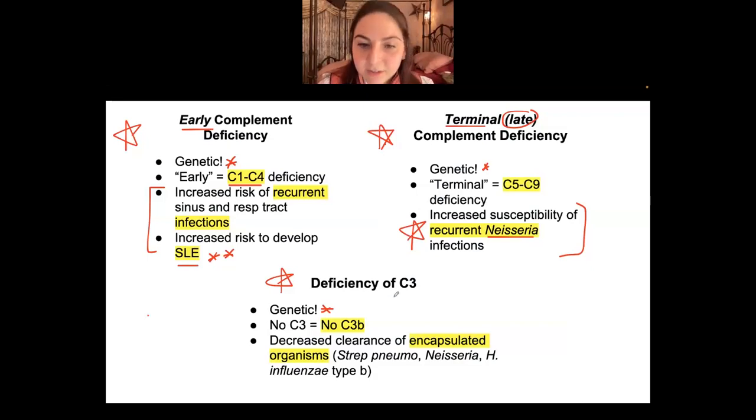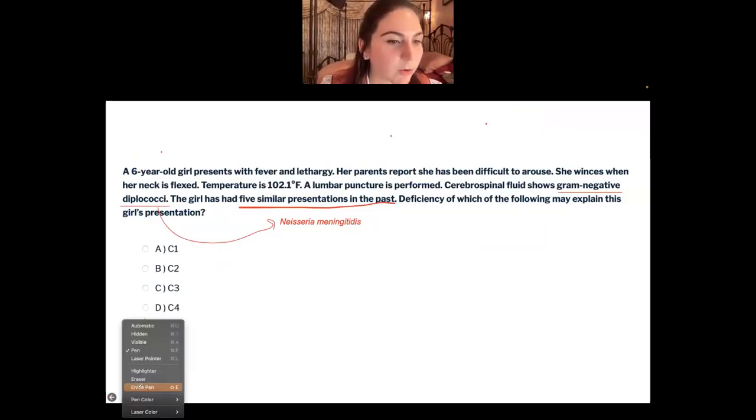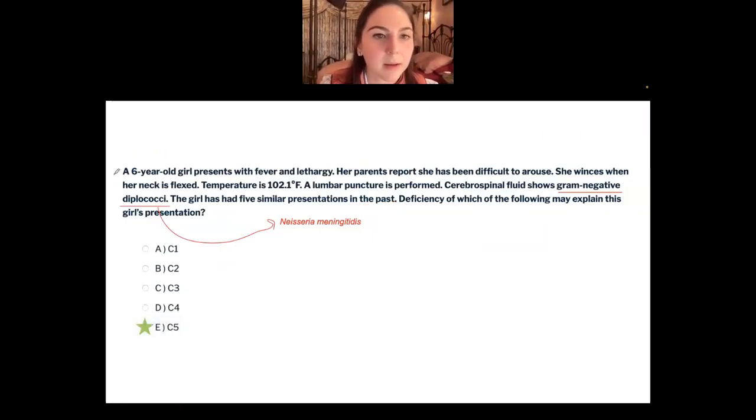Whereas if you have a C3 deficiency, you might have strep pneumonia one year, a Haemophilus infection the next year, and Neisseria the next year. You might have multiple Neisseria infections, but not 5 in a row. That's going to be more of a terminal complement deficiency. But that's why I think doing questions is so valuable, because how would you have known that if you didn't do a question to see what they mean by that? If you see 5 presentations of the exact same bug, and it's Neisseria, that's going to be your late complement deficiency.